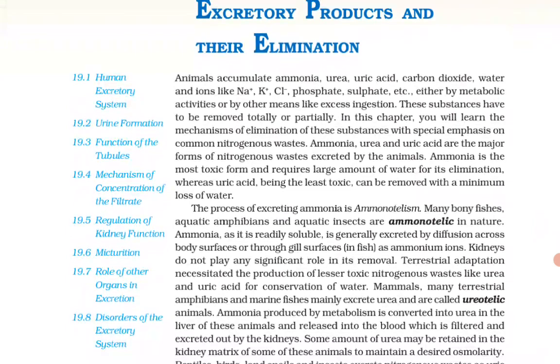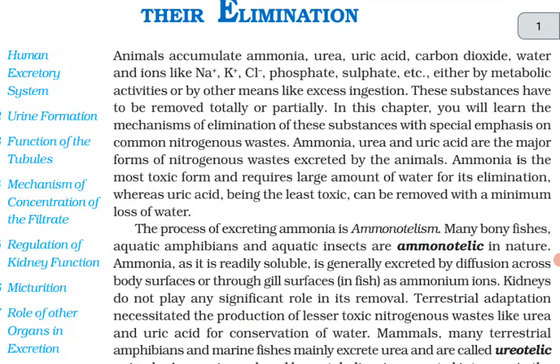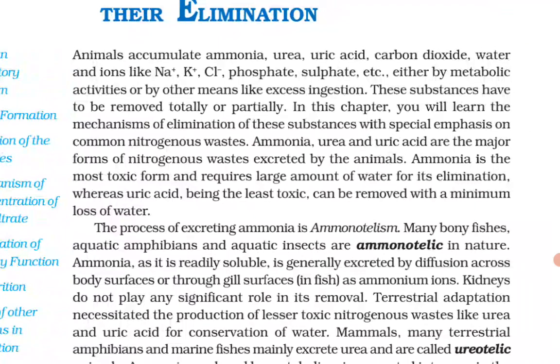Animals accumulate ammonia, urea, uric acid, carbon dioxide, water and ions like Na+, K+, Cl-, phosphate, sulfate, etc. either by metabolic activities or by other means like excess ingestion. These substances have to be removed totally or partially. In this chapter, you will learn the mechanisms of elimination of these substances with special emphasis on common nitrogenous waste.